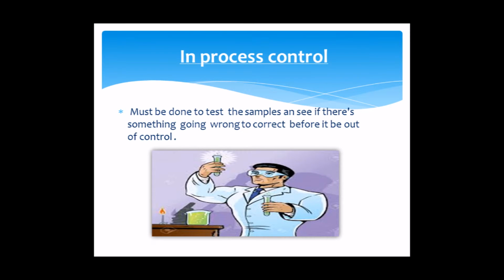And now we are talking about what in-process control is. In-process control is an accurate process. It must be done to test the sample and see if there is something going wrong, to correct it before it goes out of control, and to care about the health of patients and the satisfaction of customers.